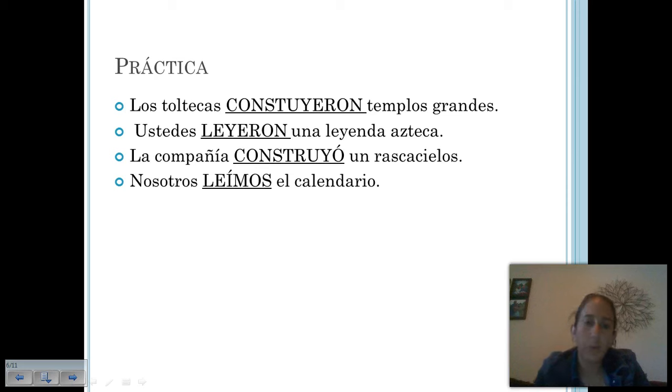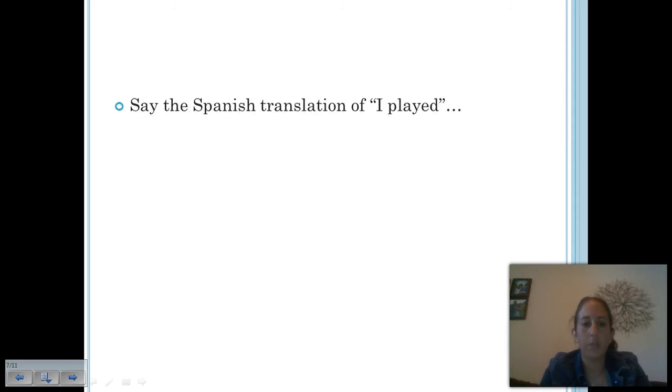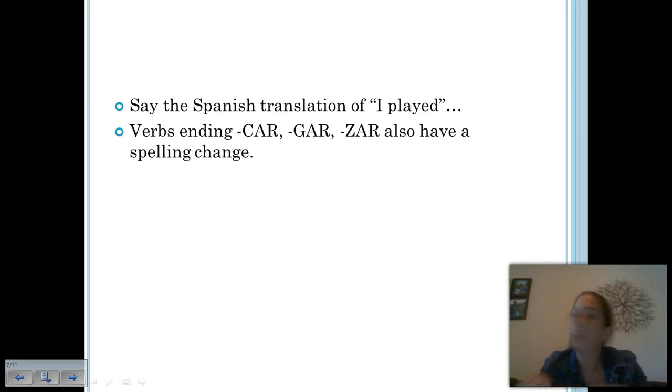Please make sure, as we're going through these, that you think about what the preterite tense means in English. So we constructed: it's a completed action in the past. Okay, I know you're going to be talking to yourself, but I want you to say the Spanish translation for "I played." Say it out loud. Remember, what's our verb to play? Jugar, right? So how would you say I played in the preterite tense? If you said jugué, you are correct.